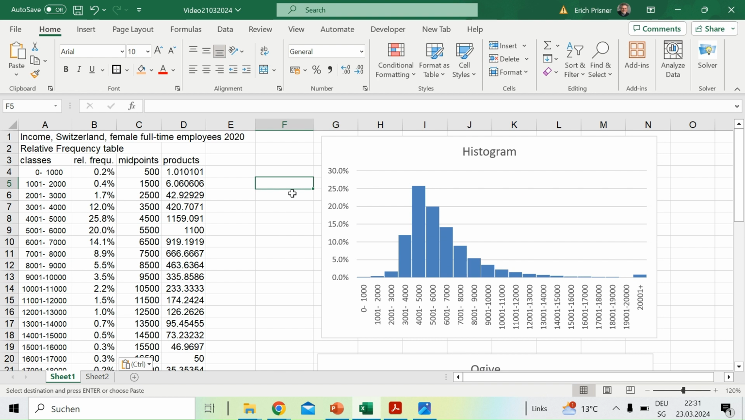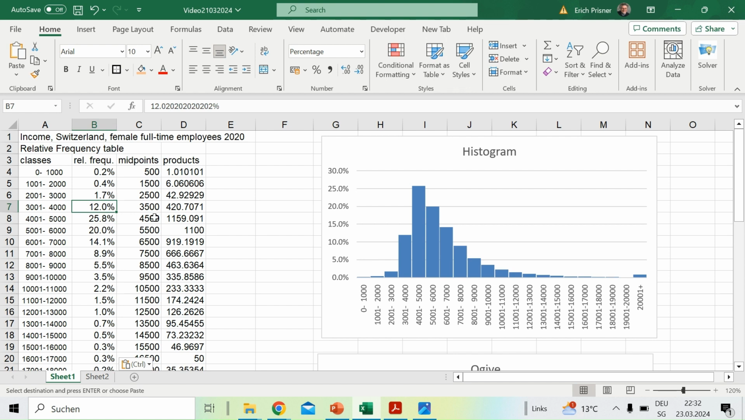So remember, this was the data we looked at in part 1 and part 2. It's the income distribution of female full-time employees in Switzerland 2020. So it's a relative frequency table with grouped data. In the first column, we have the different classes. The employees are grouped into different groups according to their monthly income. So, for instance, here we have the group making 3,001 to 4,000 francs per month. And these are 12% of these female full-time employees.